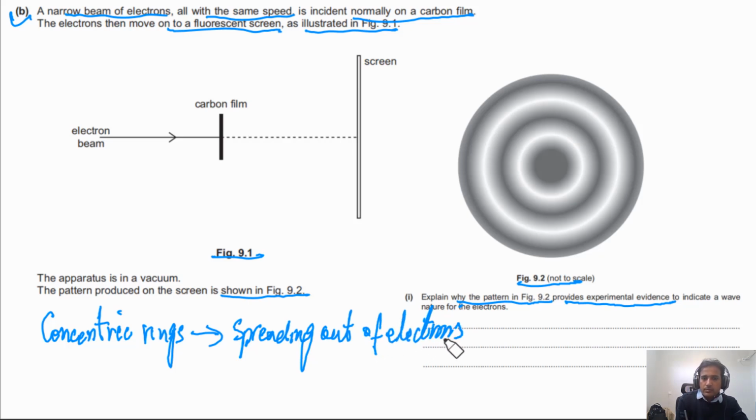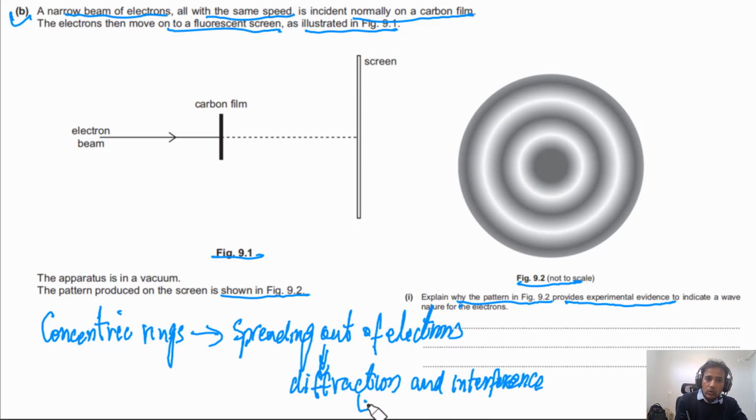Spreading out. So it means that electrons have undergone diffraction and interference. Diffraction and interference are only the properties of waves. So in this case, electrons behave like waves, or we can say electrons have wave nature, or they are behaving as waves. So these are the points we need to write down in our answer.